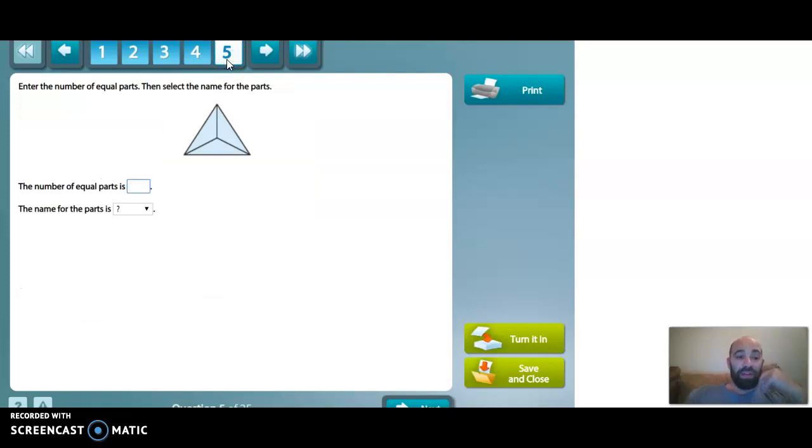Number 5, enter the number of equal parts. Then select the name for the parts. First question, how many equal parts are there? And what is the name for the parts? Halves, fifths, or thirds?